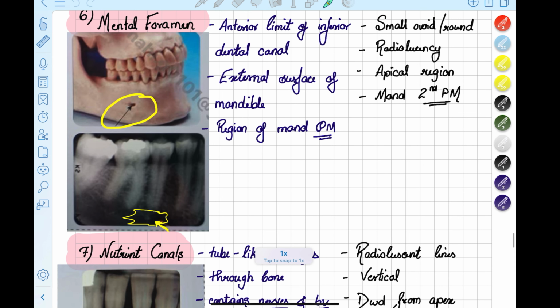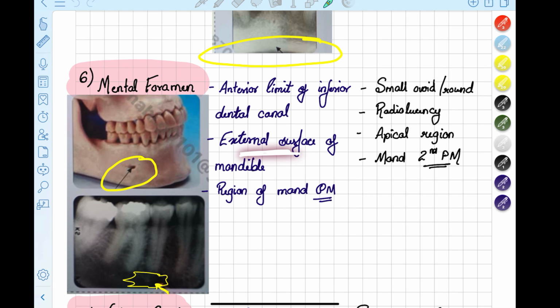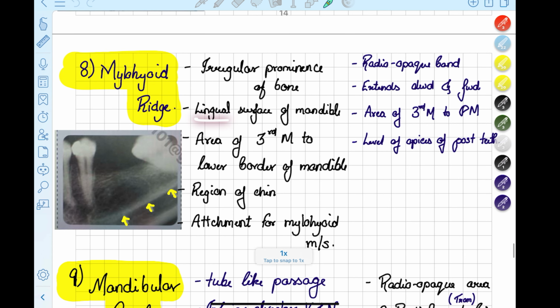On the external surface, what was located? The mental foramen. But the mylohyoid ridge is located on the lingual surface. It is located from the area of the third molar to the lower border of the mandible, in the region of the chin. This is our face, and from here it comes towards the chin area. It provides attachment for the mylohyoid muscle. Why is the mylohyoid ridge present? As the name suggests, it gives attachment for the mylohyoid muscle.